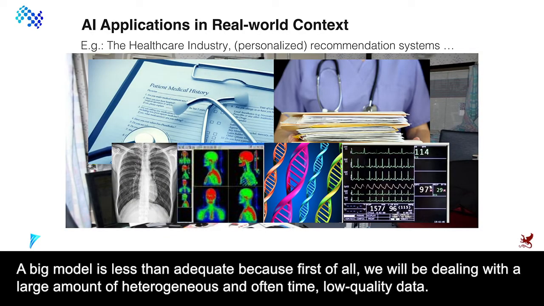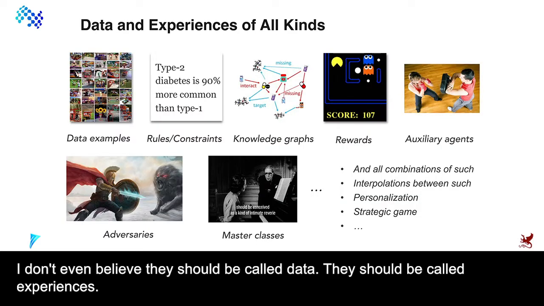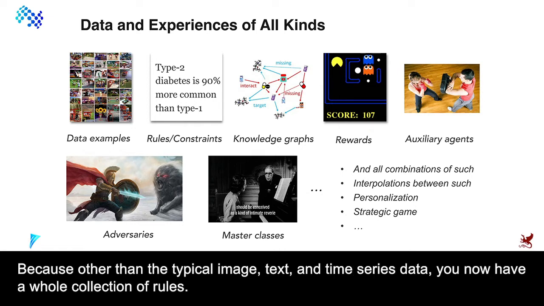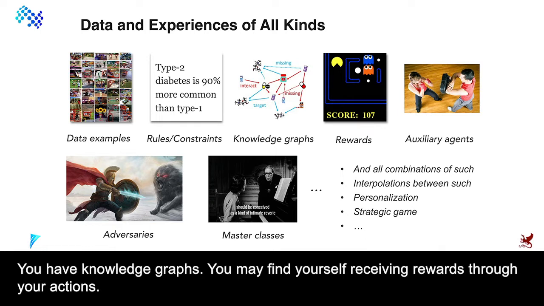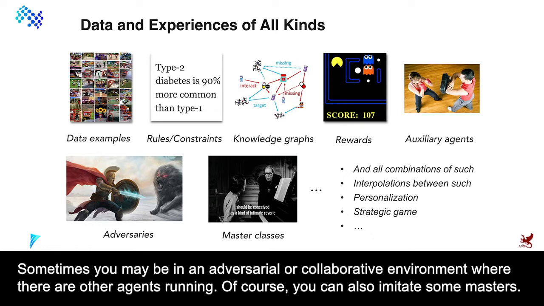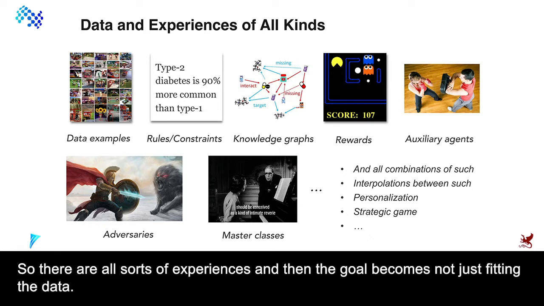A big model is less than adequate because, first of all, we will be dealing with a large amount of heterogeneous and oftentimes low-quality data. I don't even believe they should be called data. They should be called experiences because other than the typical image, text, and time series data, you now have a whole set of rules. You have a knowledge graph. You may find yourself receiving rewards through your action. And sometimes you may be in an adversarial or collaborative environment where there are other agents running. Of course, you can also imitate some masters. So there are all sorts of experiences.